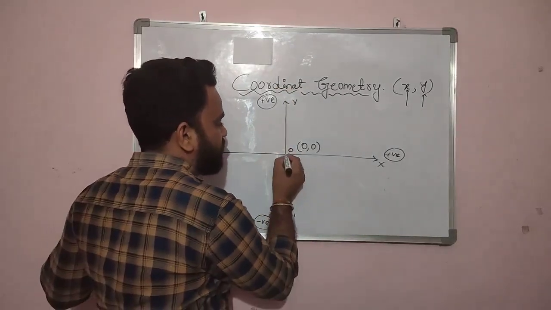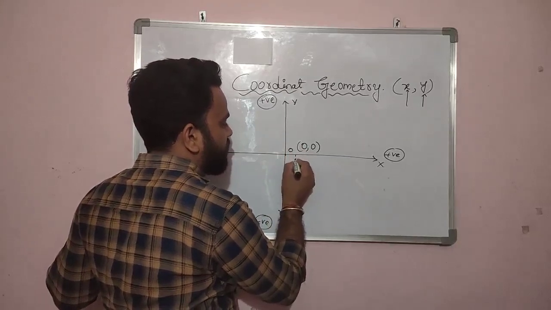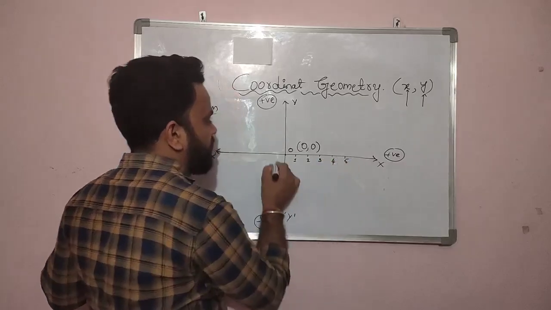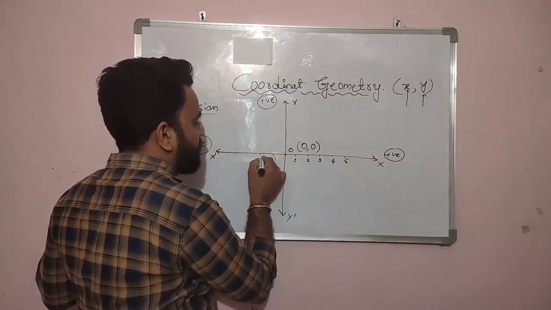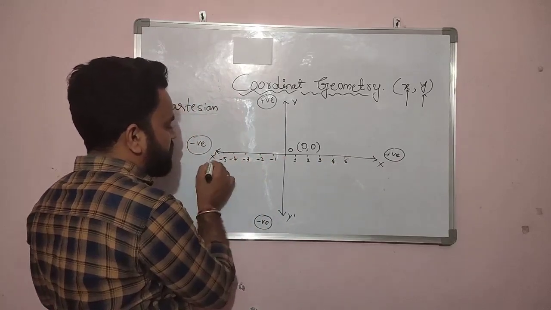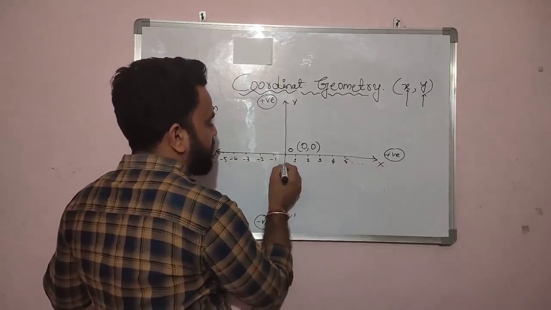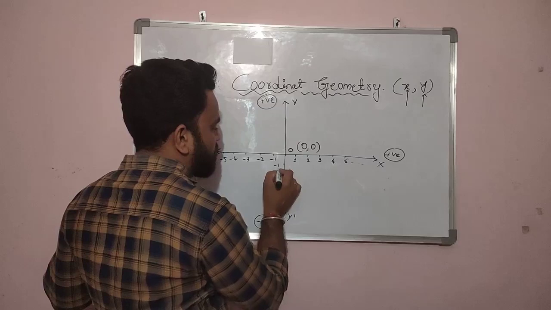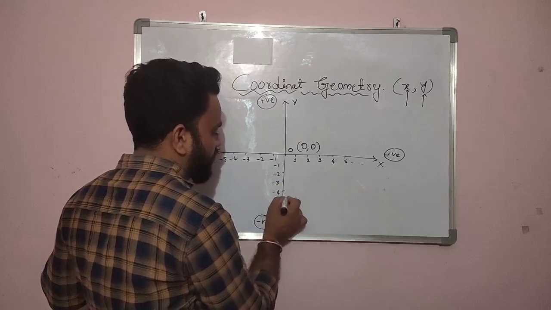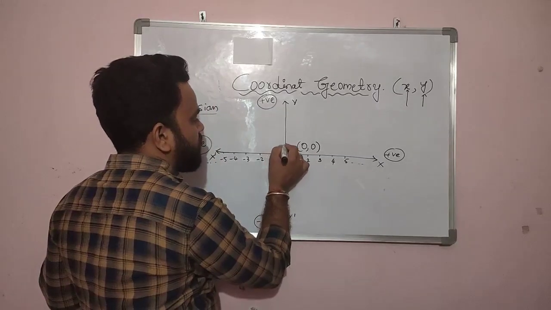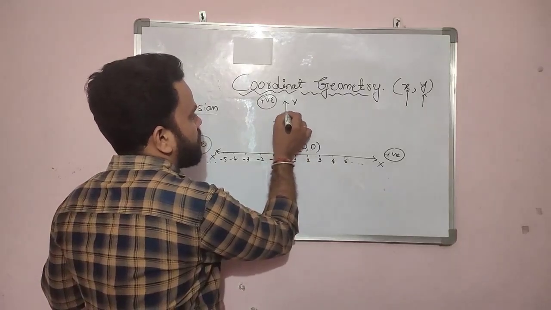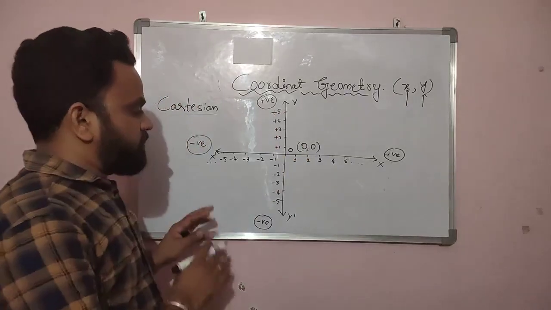For example, if this is 0 comma 0, here the numbers will be plus 1, plus 2, plus 3, plus 4, plus 5. Here they will be minus 1, minus 2, minus 3, minus 4, minus 5, and so on, so many will be there. Here y below, y dash, means minus 1, minus 2, minus 3, minus 4, minus 5. Here it will be plus 1, plus 2, plus 3, plus 4, plus 5. Right? So in this way it will be.